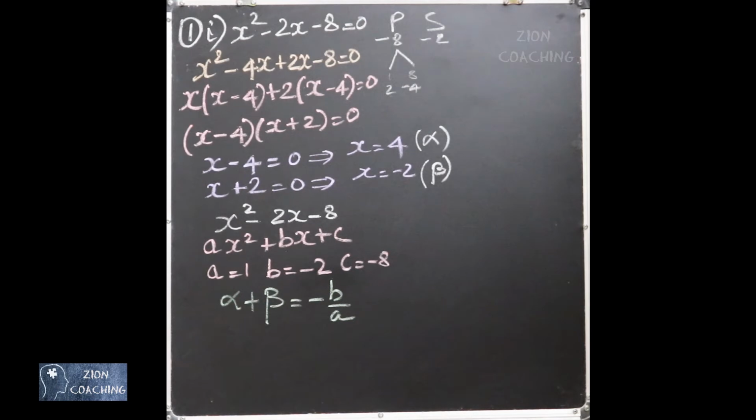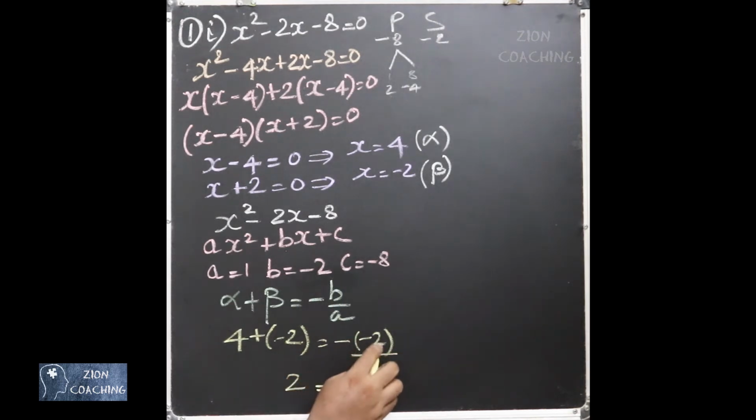Substituting the values, the alpha value you know is 4. 4 plus the beta value, minus 2, equal to minus of the b value, minus 2, and the a value is 1. 4 minus 2 is going to be 2, minus of minus 2 is plus 2, 2 divided by 1 is 2. Now we have shown that the condition is verified for the first relationship.